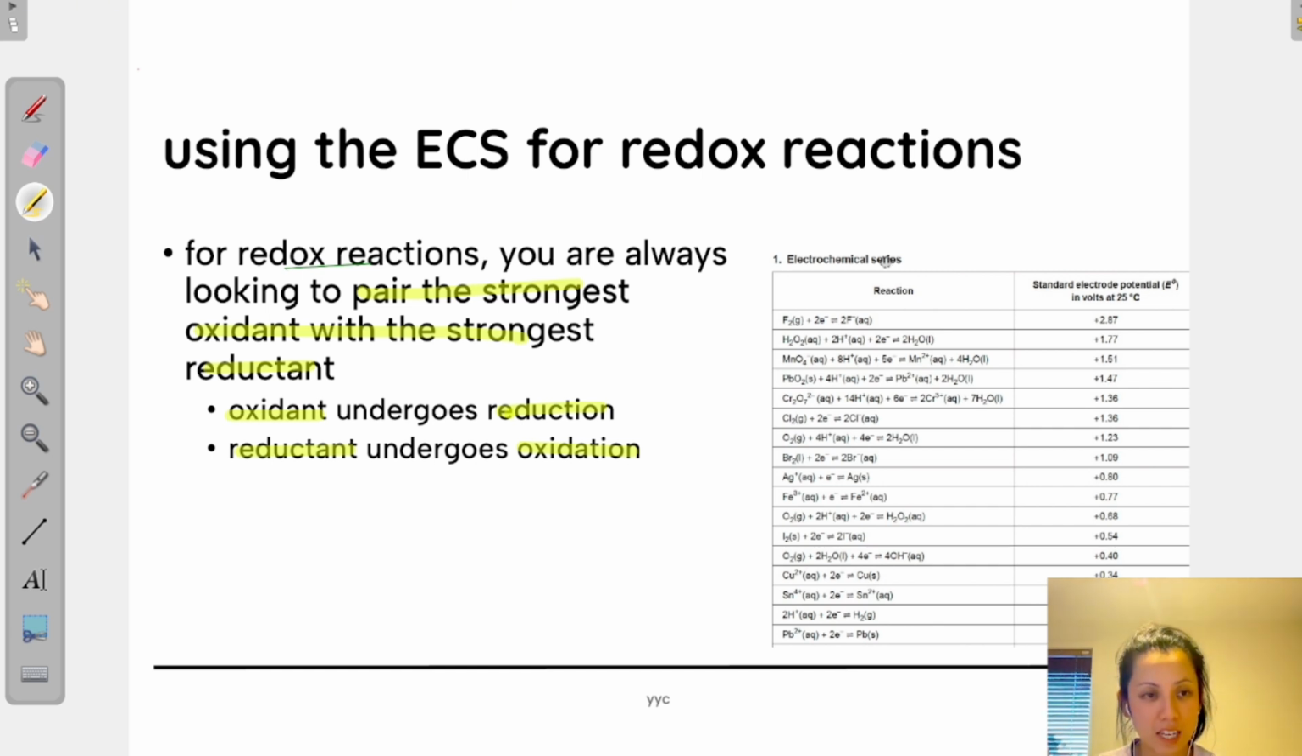So from what we see here right now, if I had to pick the strongest oxidant or strongest oxidizing agent, this is the strongest oxidizing agent that I have right now from what I see. This is the strongest reducing agent. This is my strongest oxidizing agent, and that's how I want to do it. I want to find the pairs that are the strongest oxidizing agent and the strongest reducing agent or reductant.